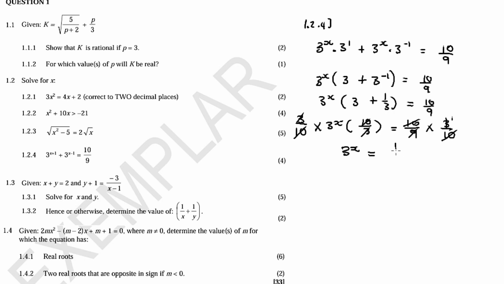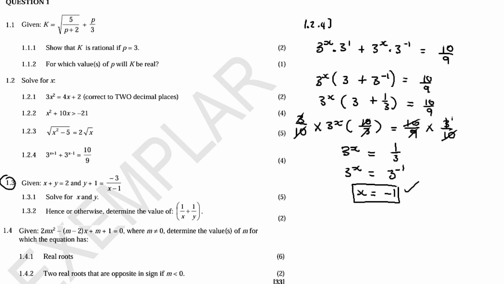So it means that the answer is 1 over 3. 3 raised to exponent x, this I can write as 3 raised to exponent minus 1. Then my x is automatically equal to minus 1. This is our final answer. Okay, x equal to minus 1 is our solution.